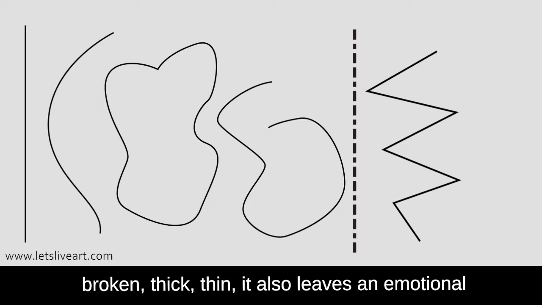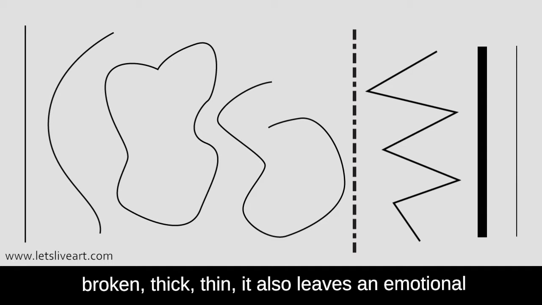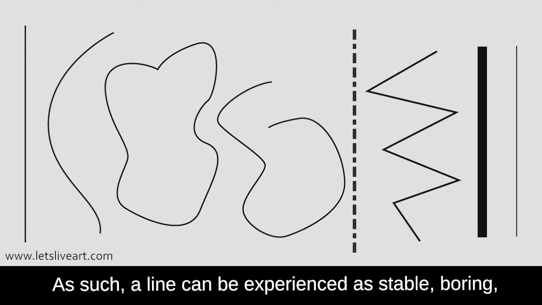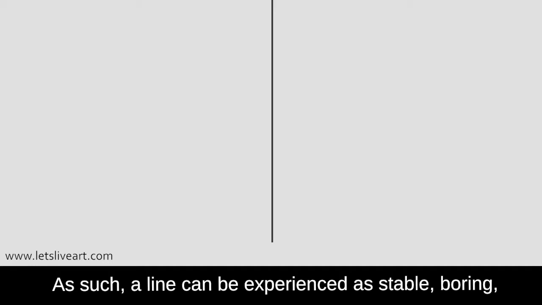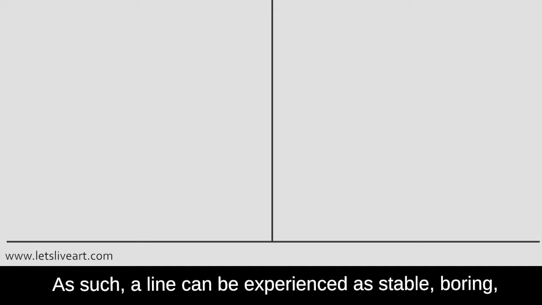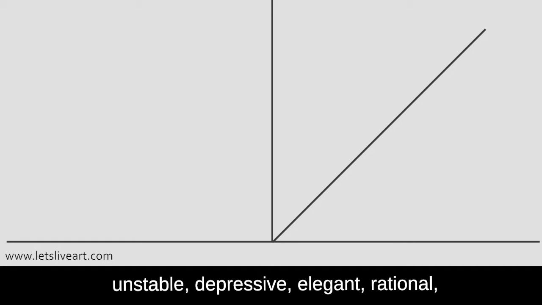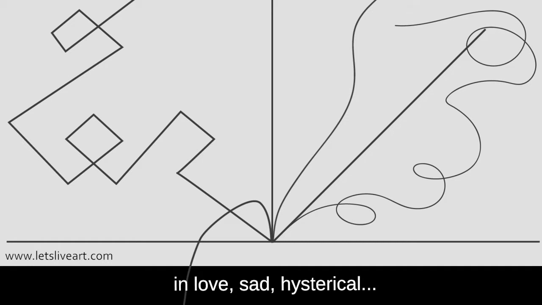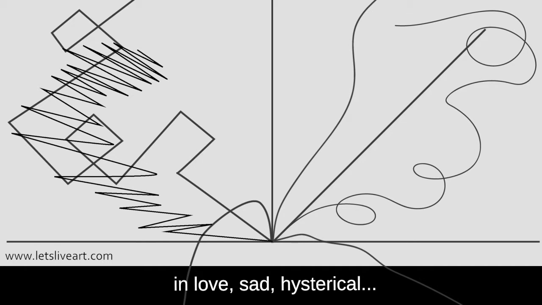As you can see, there is great freedom in using this artistic element, and with it, we can achieve a great variety of artistic expression. In addition to the visual experience of the line as straight, curved, closed, open, interrupted, broken, thick, thin, it also leaves an emotional impression on the viewer. As such, a line can be experienced as stable, boring, unstable, depressive, elegant, rational, in love, sad, hysterical.